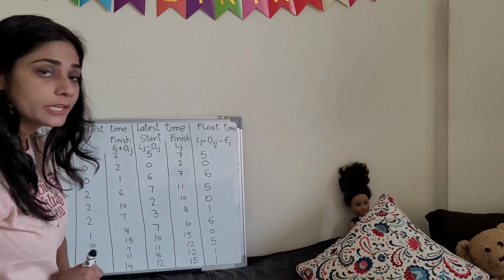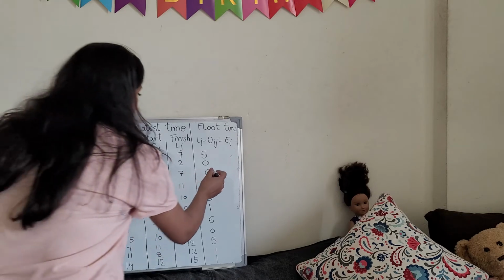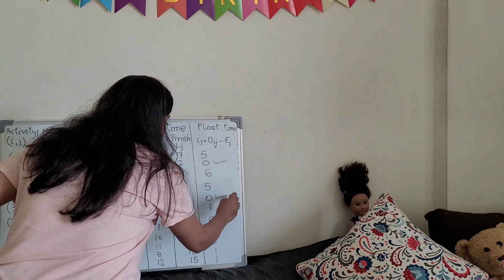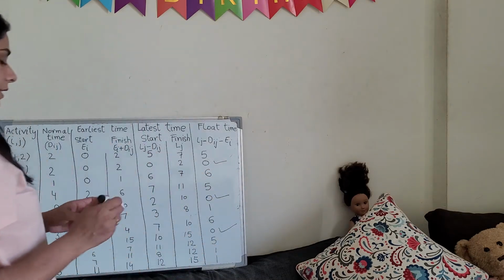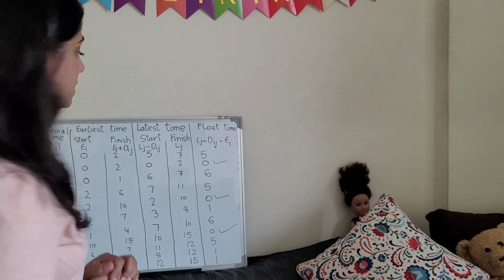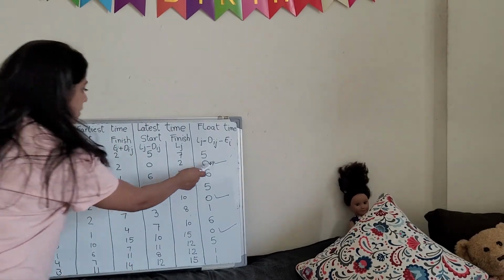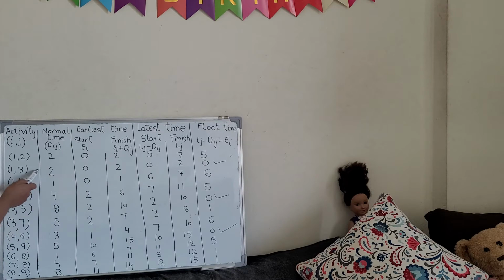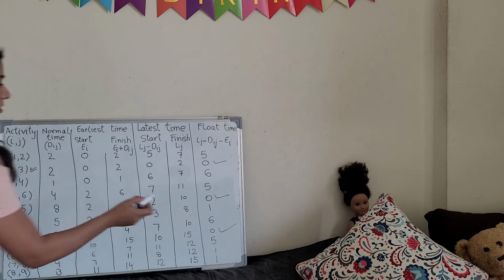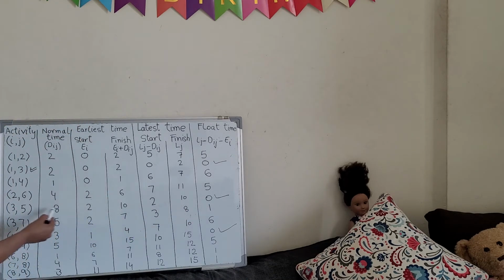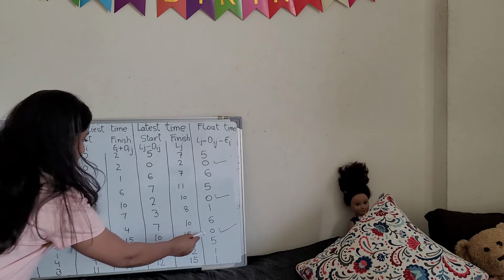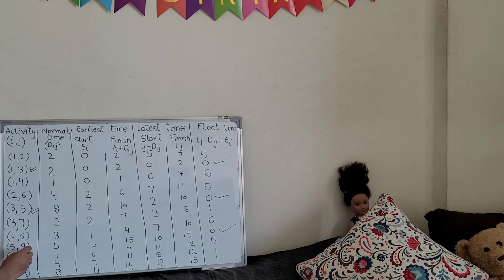Now we will check the minimum time. Minimum time here is 0, this 0 and this 0. Fine. Now we will check the activity. Activity for 0 equals to this 1 to 3. This one. Now next 0 is in front of this activity 3 to 5. Now next 0 is 5 to 9.